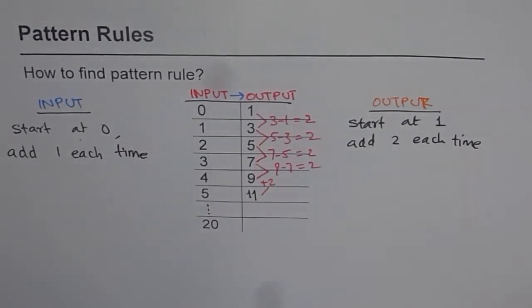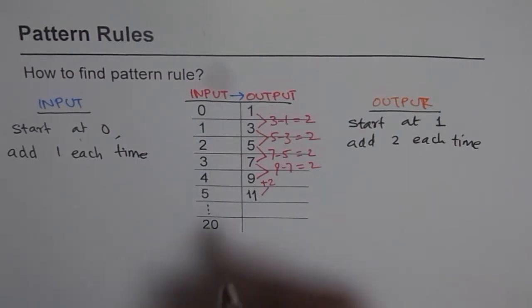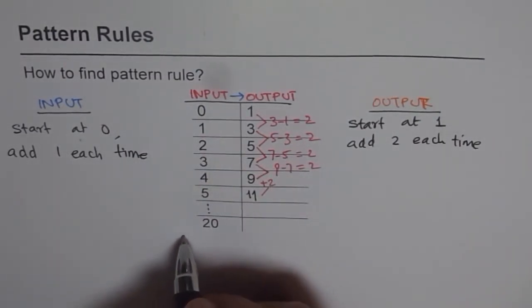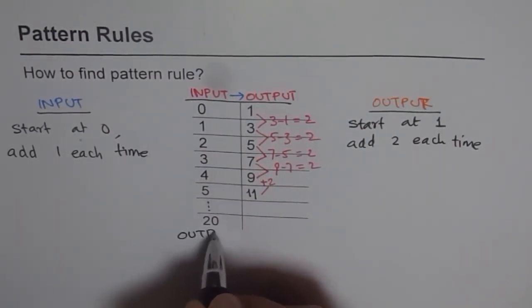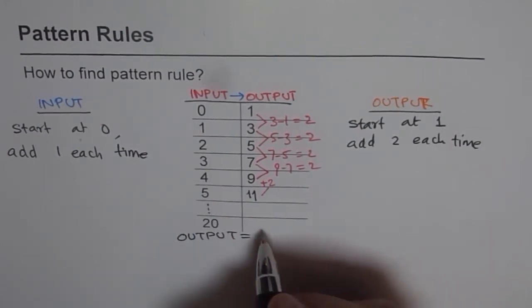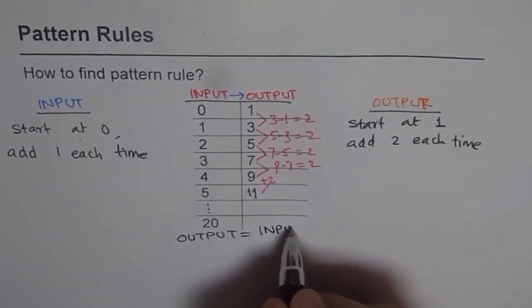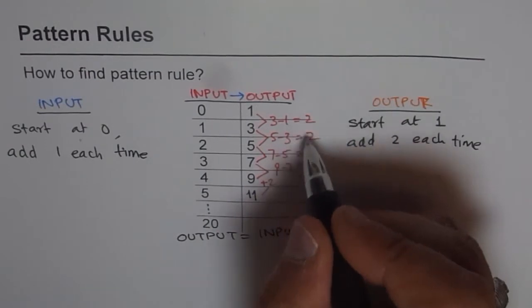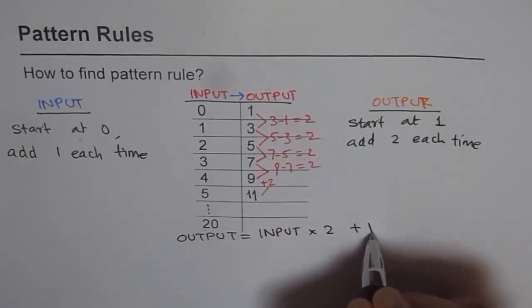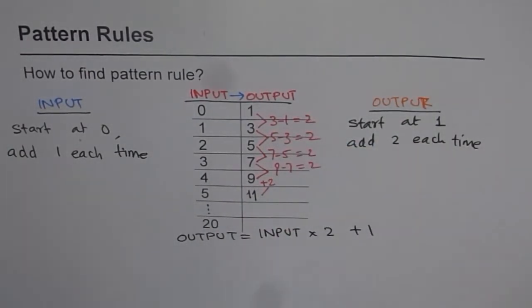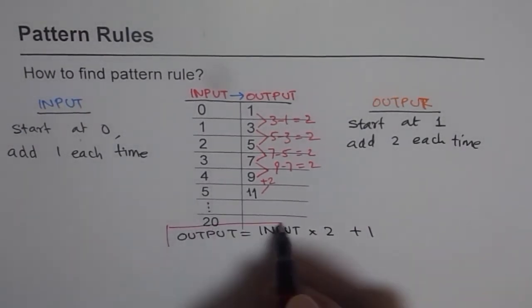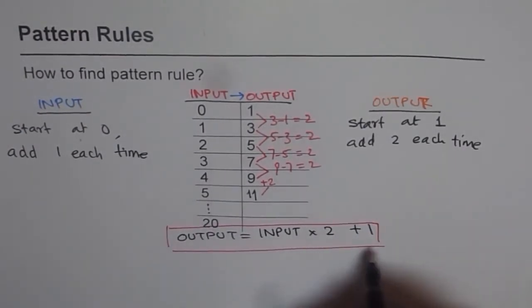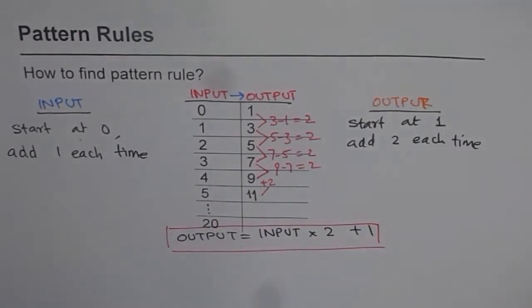So the trick works. What we found is that in such a case, we can write output is equal to input times this number 2 plus 1. So that becomes a rule for us, right? So that is our input-output rule for the given numbers.